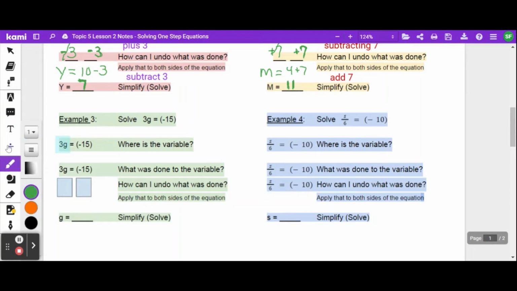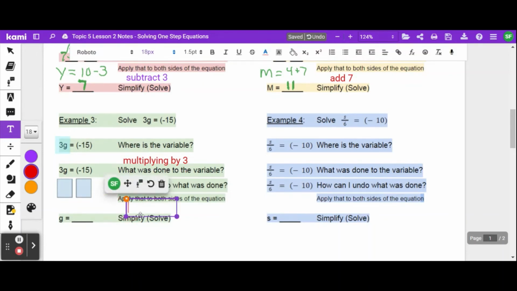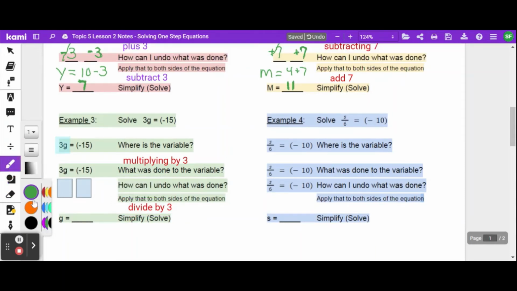It has the 3 and the g together. So I have to think about what is happening there, right? So I understand that that is multiplying by 3. What is the inverse or the opposite of multiplying by 3? That means I'm going to need to divide by 3 in order to solve this equation correctly. So I'm going to divide by 3 on the left side. Lots of times we just draw a fraction bar and we put the 3 underneath it. That means to divide by 3. And on the right side, we're going to draw the fraction bar and put the 3 underneath it.